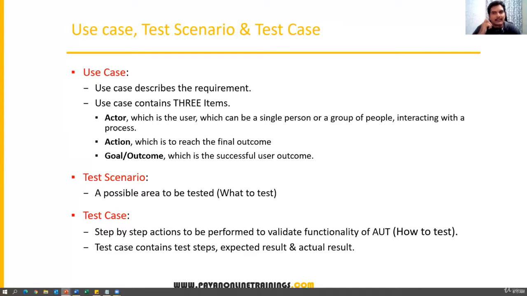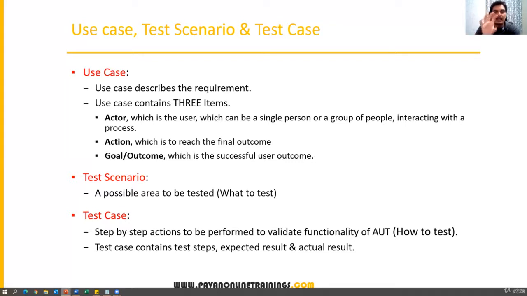So a use case describes the requirement, and mainly in use cases, there will be three things. In the picture itself, they will specify three main things: actor, action, goal, or outcome. Actor, action, goal, or outcome. So what does that mean? Actor is nothing but a user, and the user performs a certain action, then he will get some outcome.